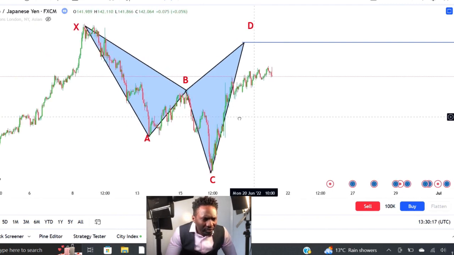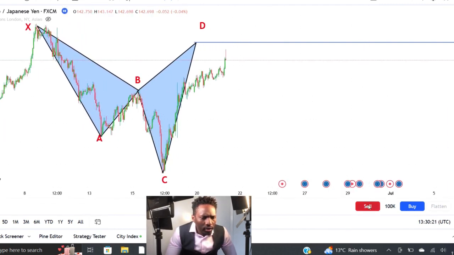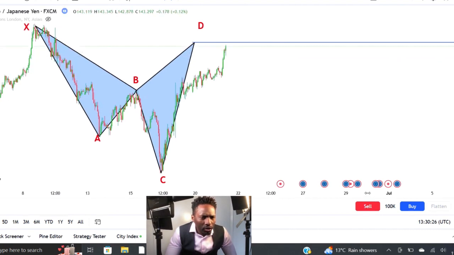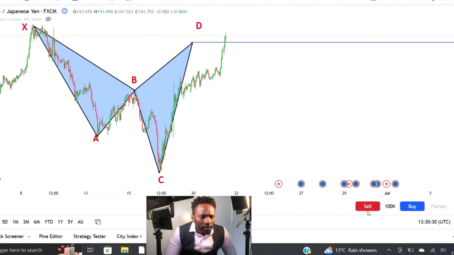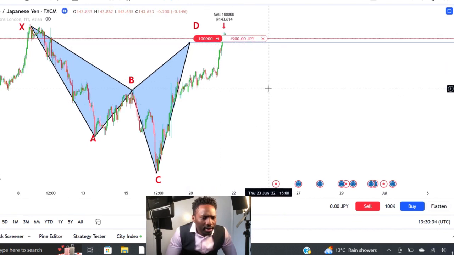So as we await this market, I'll be ready to place a short position once we get to that D point. We can see we're almost there. We just touched it a second time. So I place a short position right at that point.